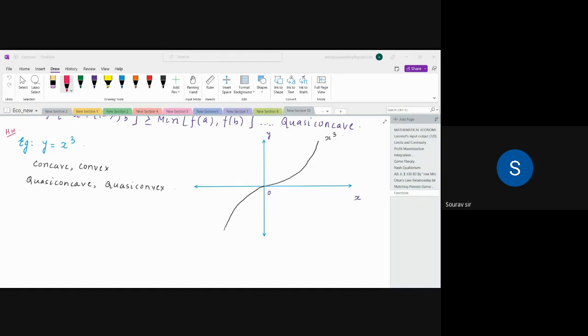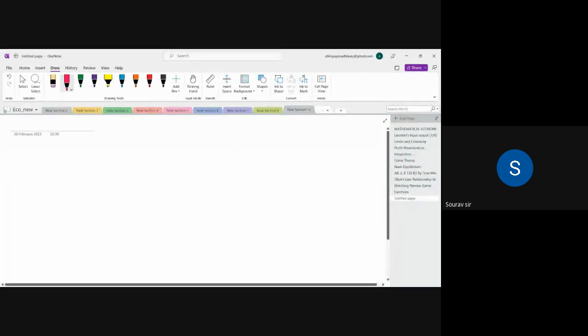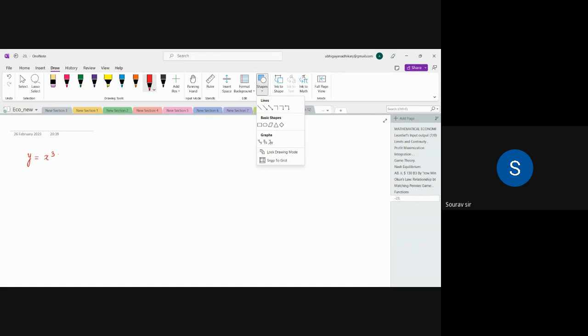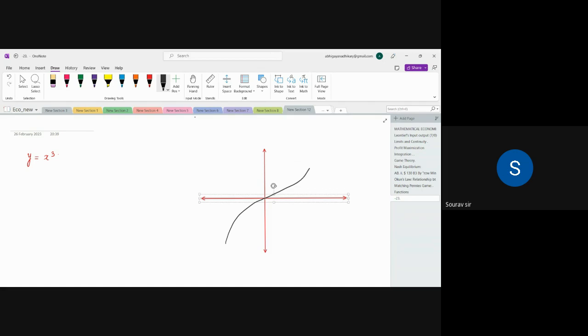Okay. So maybe we can try to go through this example first, and then I'll take you to different questions. So the question was for a function y equals x cube. And if I can just draw the graph once more, so this is your function y equals x cube.